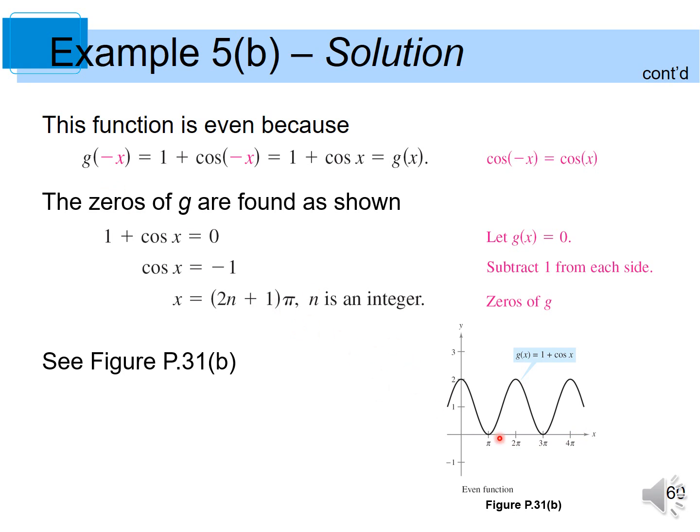I show you. This is the function 1 plus cos x equal to 0. So you can see the points for y equal to 0 are pi, 3 pi, 5 pi, and so on. So you can let n equal to 0, 1, 2, 3, 4, and so on.